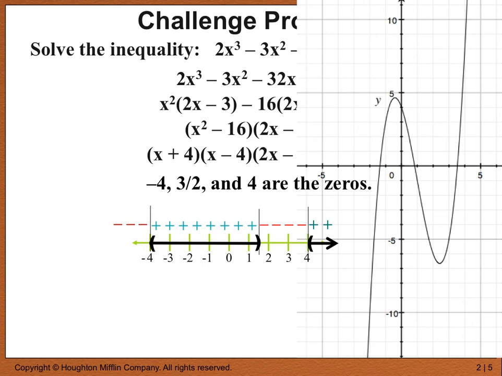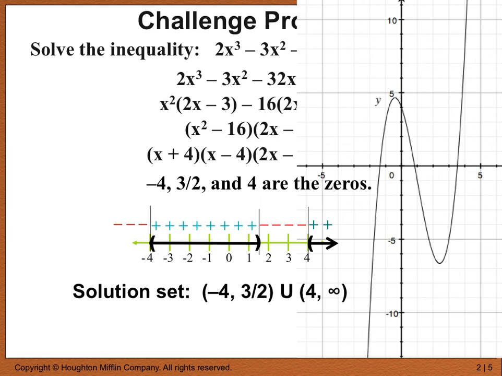I can now fill in my solution set by shading the number line. Notice that the endpoints are parentheses this time, indicating that those endpoints are not included because the original sign was a greater than sign. It doesn't include 0. And so then I can write the solution set as parentheses -4 comma 3/2 parentheses union parentheses 4 comma positive infinity parentheses. And this is the solution set.